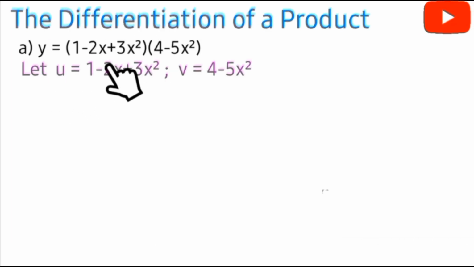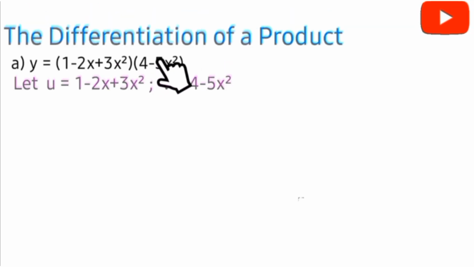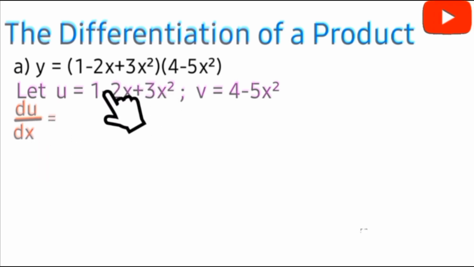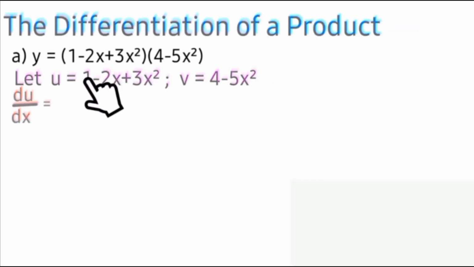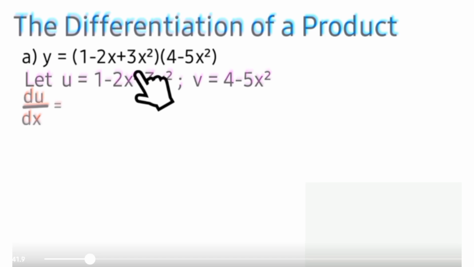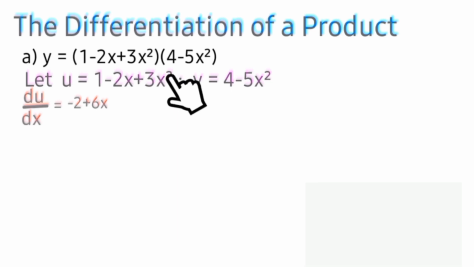Let U represent the values in the first bracket, while V represent the values in the second bracket. Now let's differentiate U. Looking at the values of U, we have a constant. Differentiation of a constant is 0. Basically, we focus on differentiating minus 2x plus 3x squared. Differentiating minus 2x, the power of x here is 1, so 1 times minus 2x. Let's differentiate 3x squared: 2 times 3x. We also subtract 1 from the power, and 2 minus 1 gives 1, so the power of x here is 1.